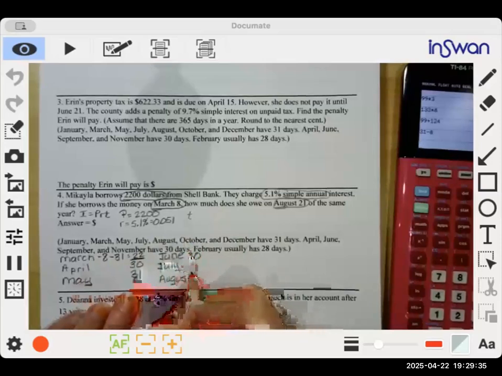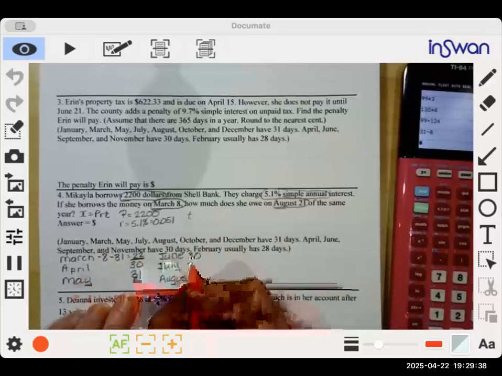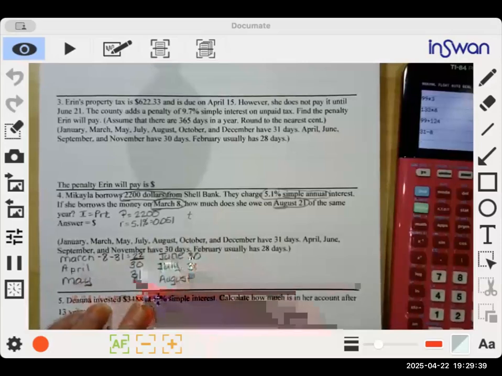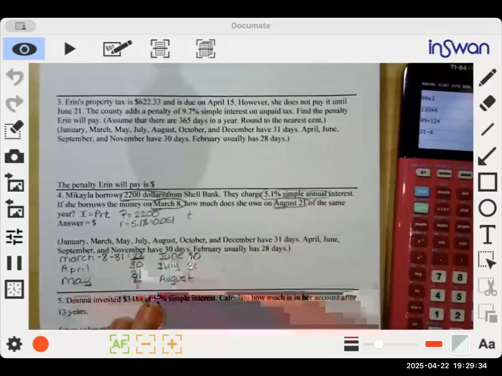I know July has 31 because July 31st is my birthday. In case you all are wondering, when to send me gifts, that would be the time to do that. And I'm just kidding.